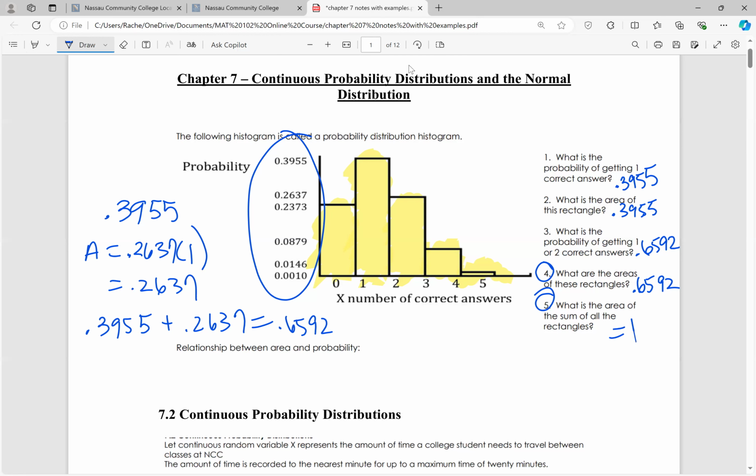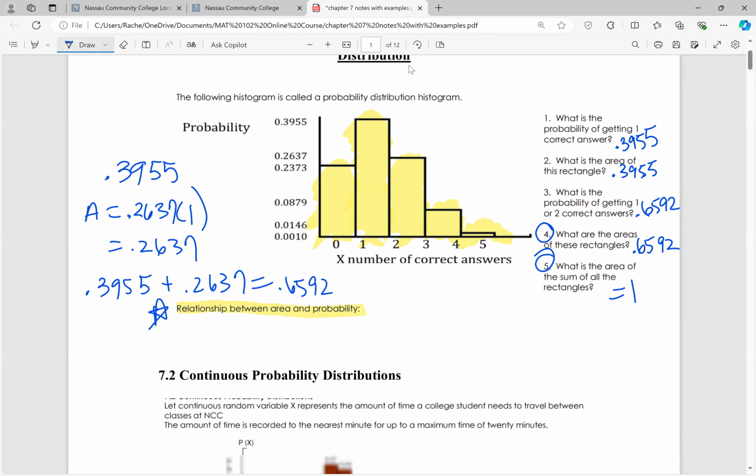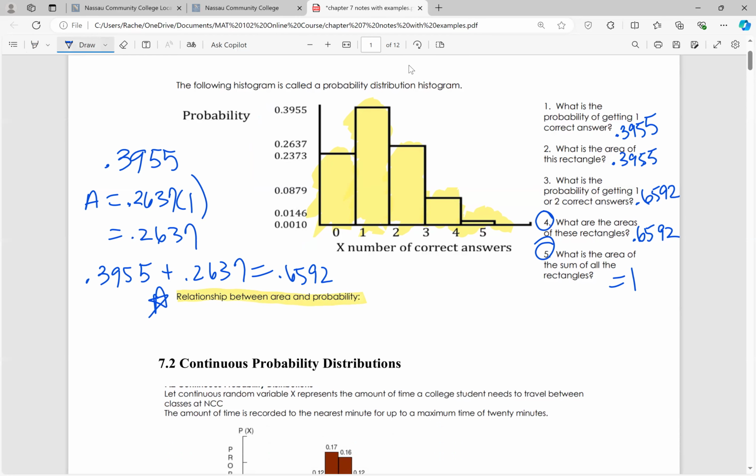It should add up to 1, right? So if you were to add up those numbers, we are going to get 1. So now my point is, what is the relationship between area and probability?